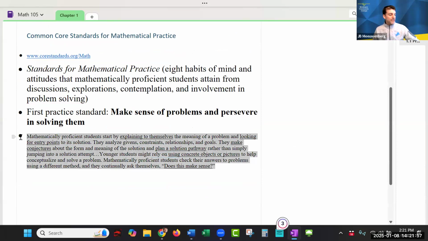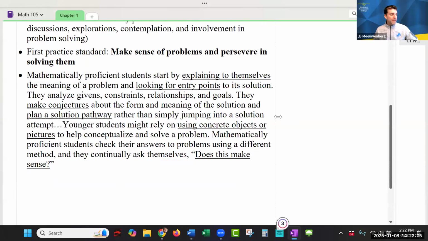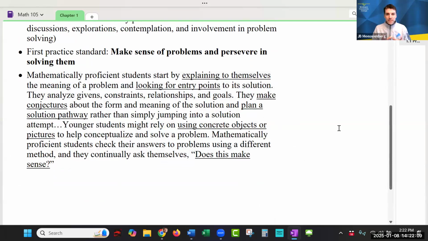So this quote is related to that standard, right? That standard of practice, making sense of problems. And so I would just pause and maybe read this. Pause, read this paragraph, and sort of internalize it. I'll read it out loud too. Normally, I won't do this.